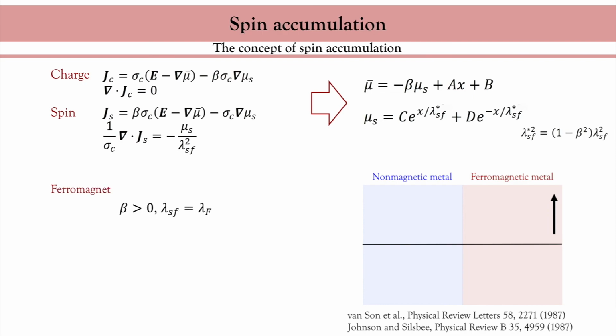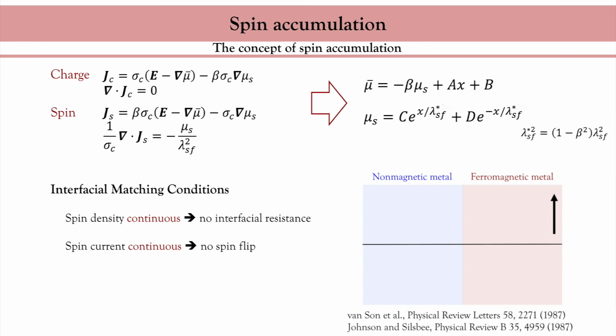At this stage, I set beta positive in the ferromagnet, and I call its spin diffusion length lambda f. In the non-magnetic metal, I take beta equals 0, and its spin diffusion length is lambda n. I have now a very simple problem to solve. I simply need to make sure that the spin-dependent chemical potential doesn't diverge away from the interface. And I will assume that both the chemical potential and the spin currents are continuous at the interface. In other words, I consider that there is no interfacial spin relaxation and that there's no interfacial resistance coming from disorder or band structure mismatch.